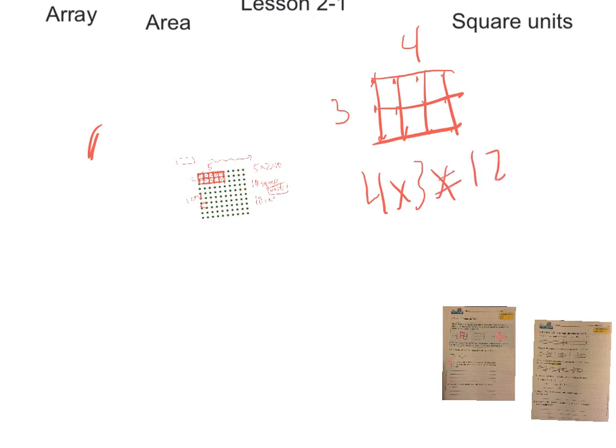But if you look here, we have only 6, because right now we're counting just the dots. 3, 4, 1, 2, 3, 4, 1, 2, 3, 4. We're not looking for area here. We're just looking for an array.